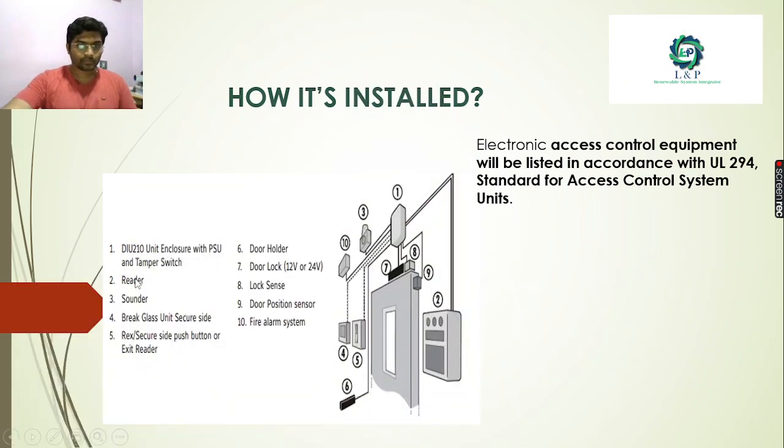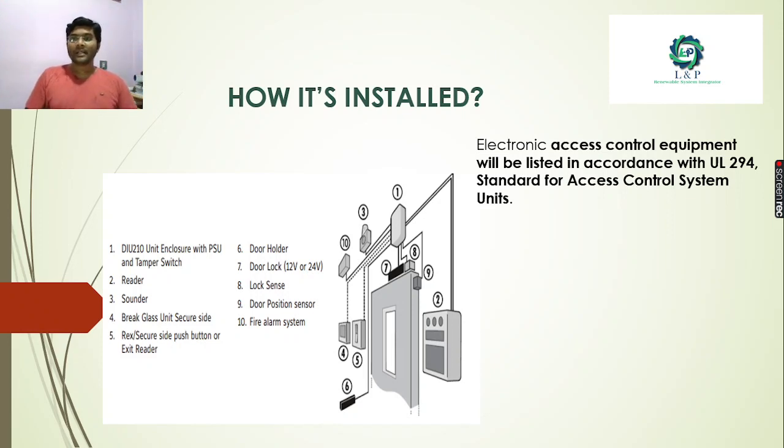See here, the reader is there, the sounder is there, and the break glass unit on the secure side is there. Okay, and the door holder is there. The door lock, which will operate with a 12 volt or 24 volt supply, should be installed at the top of the door. And if we are using any sensors, then we need door position sensors. Most importantly, the fire alarm system is also integrated with the access control system. Why? Because if any fire happens, it should immediately unlock so that the people inside the building can evacuate outside.